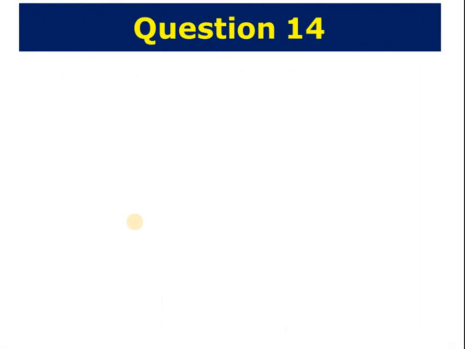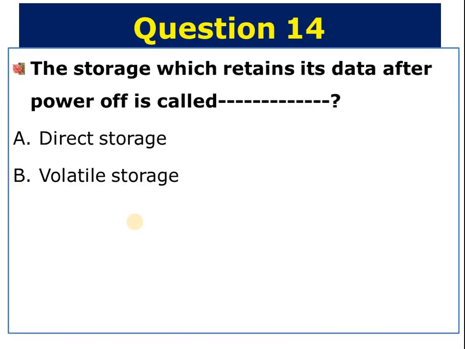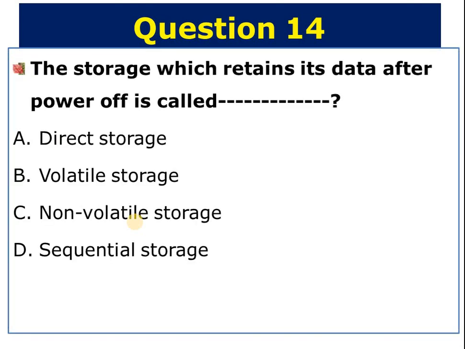Question number 14. The storage which retains its data after power off is called A. Direct storage, B. Volatile storage, C. Non-volatile storage, D. Sequential storage. Choice C is the answer, non-volatile storage.